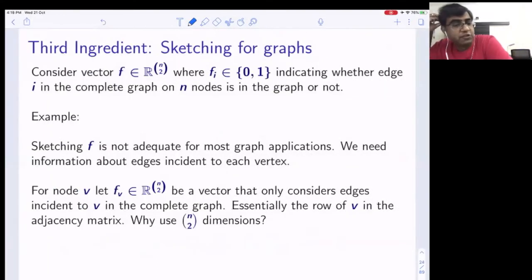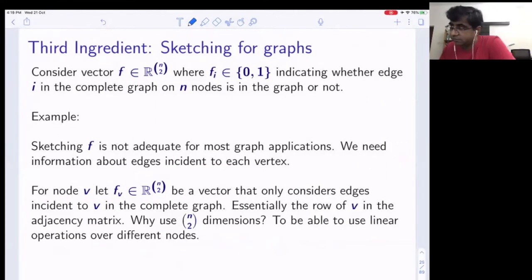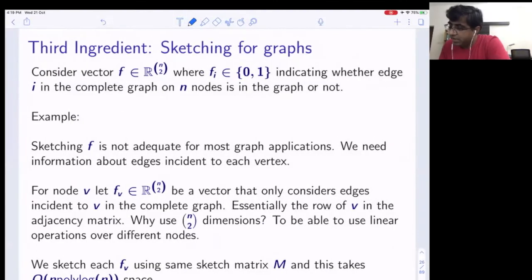Now, why use n choose 2 dimensions? This is an interesting question. It allows us to use linear operations over different nodes. There are some proofs that if you try to sketch these graphs into smaller dimensions, it is a bit difficult. But for the kind of operations we need, this vector is very useful for our purposes. So we sketch each Fv using the same sketch matrix M, and this takes order n polylog n space.